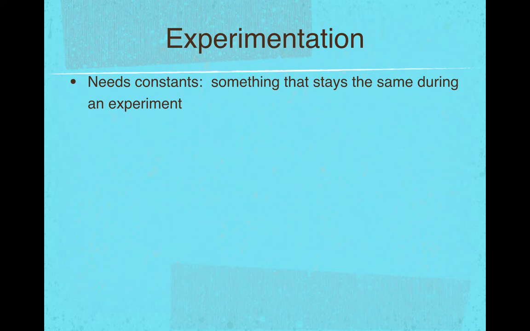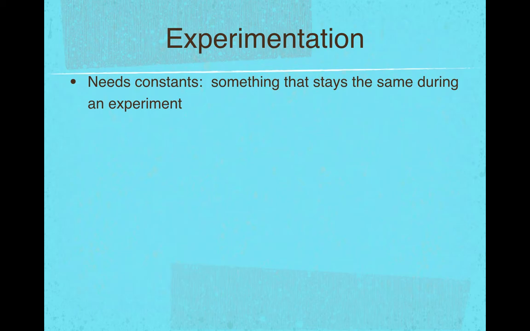A little bit more about experimentation. With experimentation, you need constants. Okay, the definition of a constant: something that stays the same during an experiment. Think back to the toilet paper lab from this past week. What was a constant in this lab?